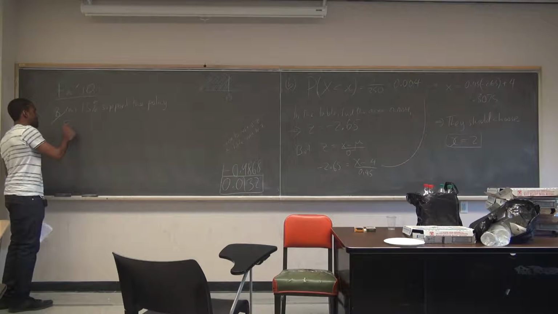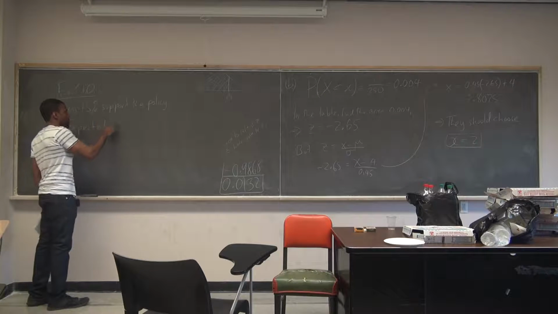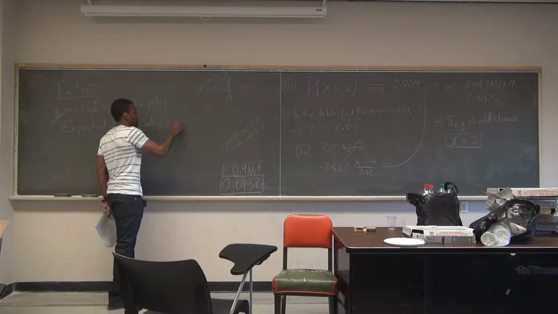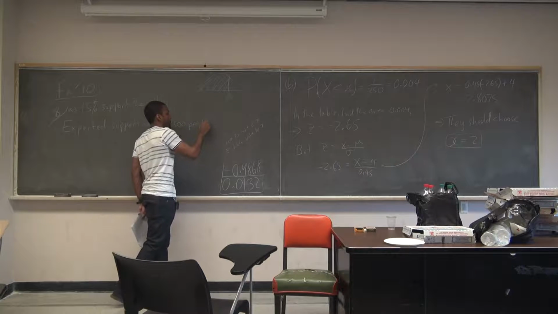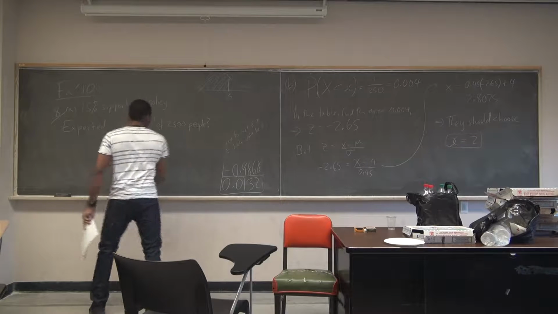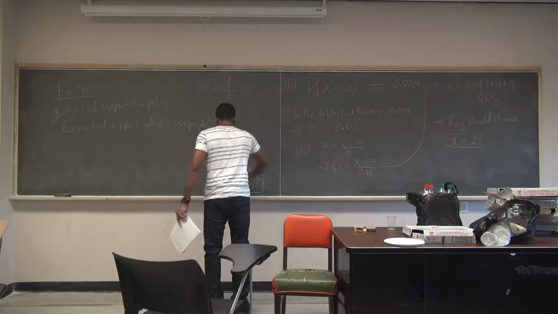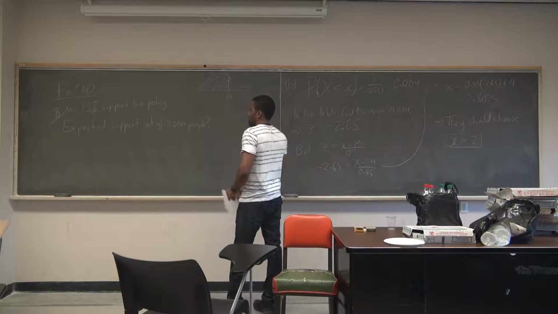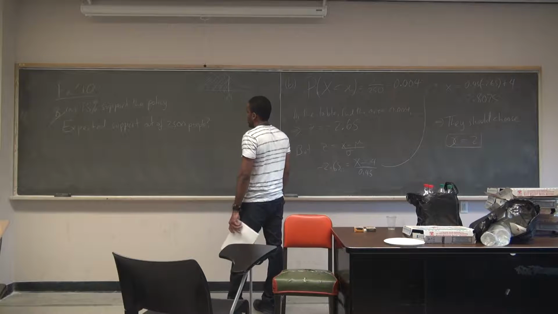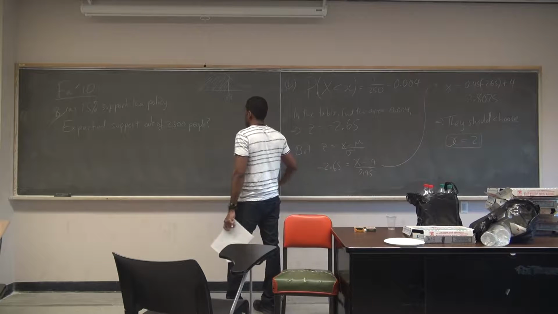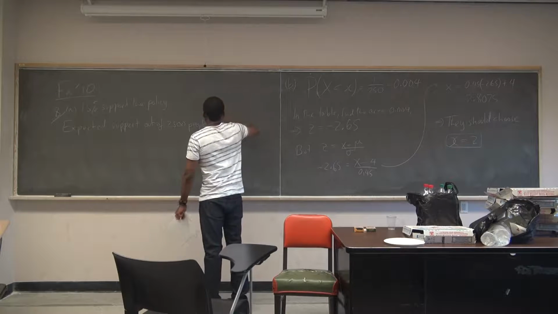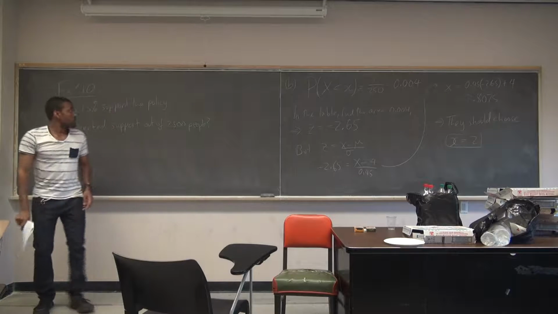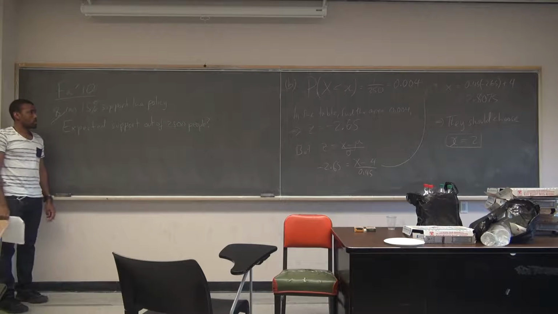So what is the expected support out of 2,500 people? That's basically the question. So what do you think? You have to find np, which gives you mu, the expected number of support. Why would you find np? That means you're thinking of it as a binomial. Why is it a binomial? Because there's a pass and fail.